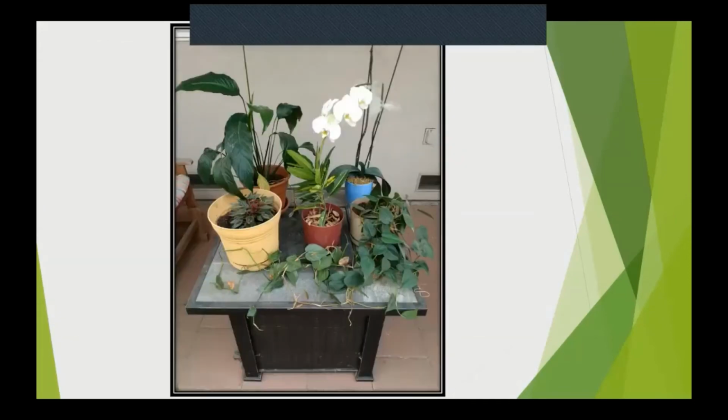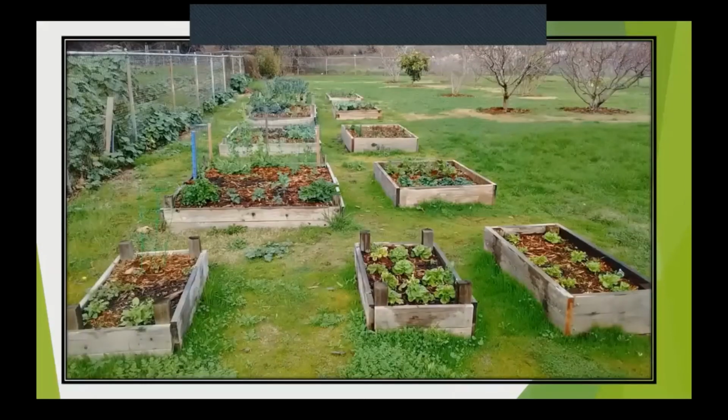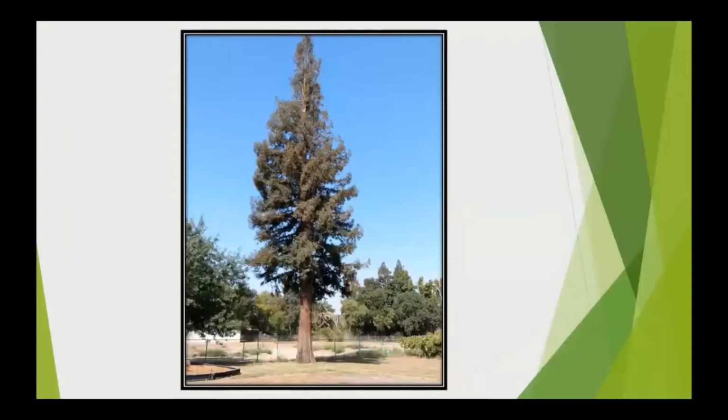Now with plant parts, size does not matter. The plants can be small potted ones like these. Could be vegetables in our garden or the trees in our orchard. Do you remember what an orchard is? An orchard is a group of fruit trees. We have trees in the park, but that's not an orchard. They're not fruit trees. An orchard is a group of fruit trees. Or we could have the largest tree in the world, a coast redwood. So this tree on our school campus is going to get a lot bigger.